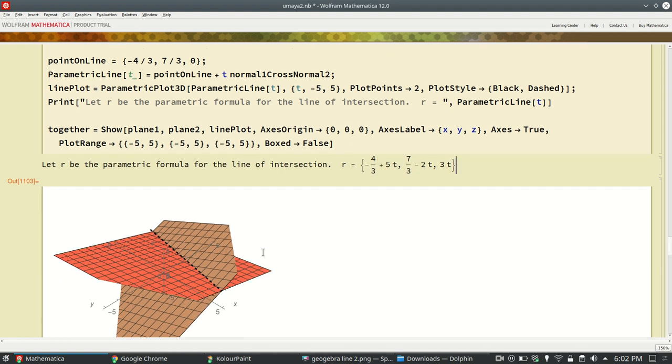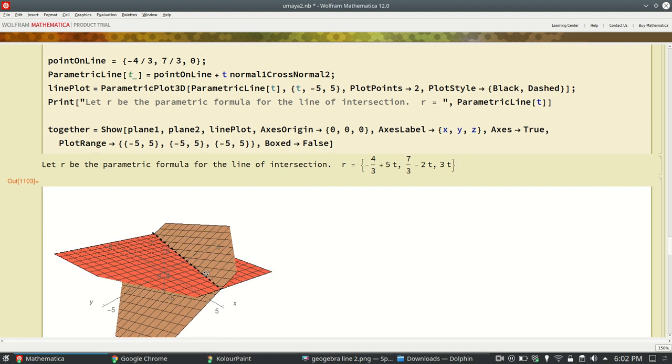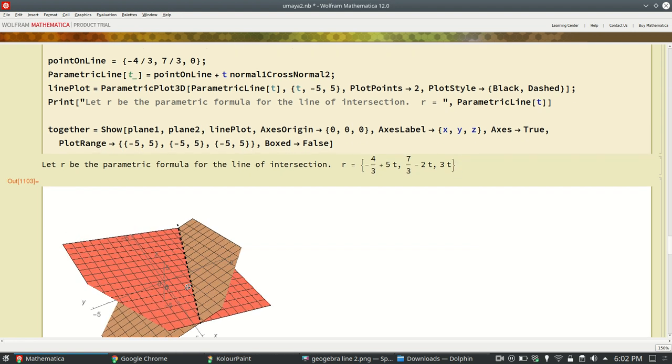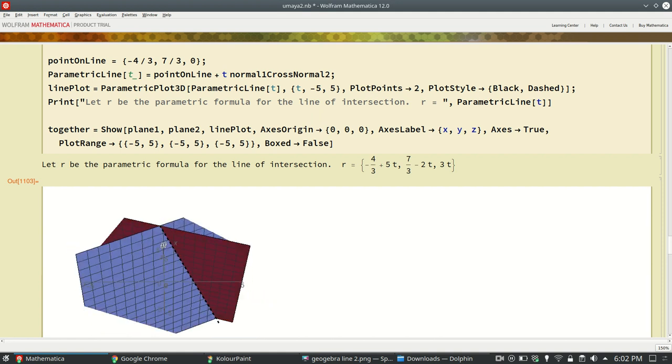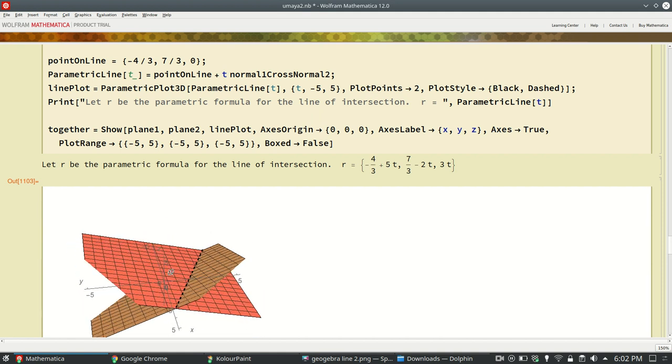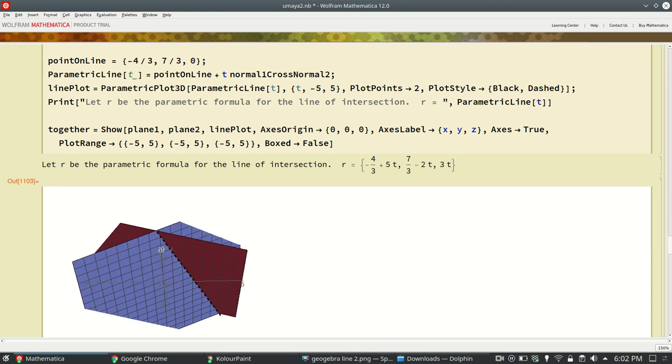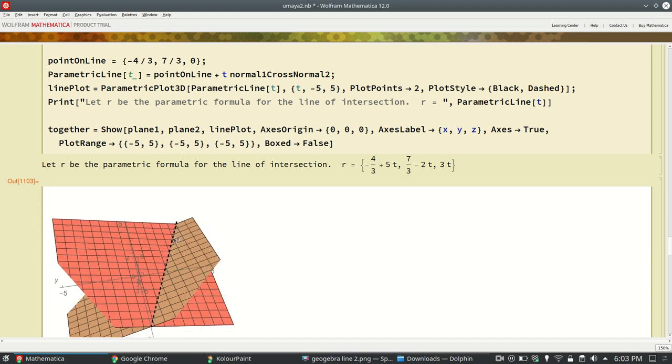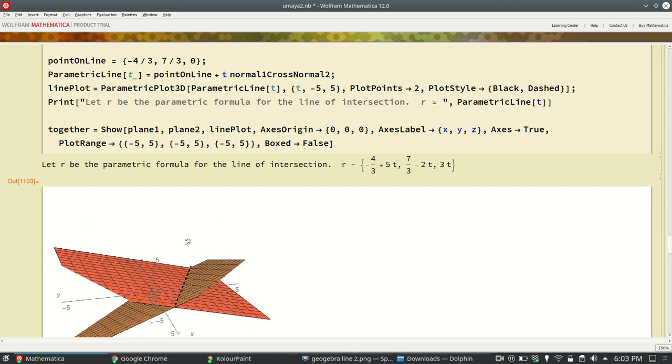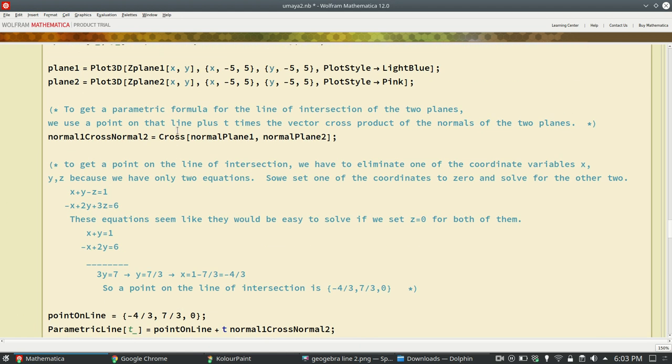Now, I want to show you this graph because it's hard to understand. There's a lot going on here. The pink plane is one of the planes. The brown plane is one of the planes. The colors change on the underside. But what's interesting is this dashed line. This dashed line is the line of intersection. It is R. R is the dashed line. Okay? And let me show you how this was done. I have it in the comments here.